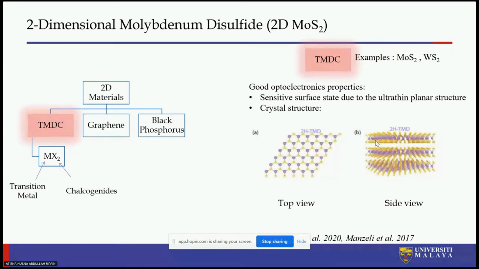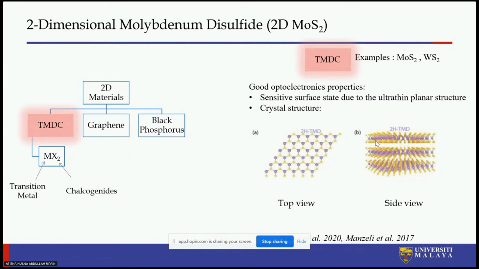One of the most advantages of 2D material, especially for sensing application, is because they have sensitive surface state due to ultra-thin planar structure where electrons or holes are confined to a plane of atomic thickness that makes them very sensitive to surrounding environment. And this can be fast changes in optical, electronics, and other properties.